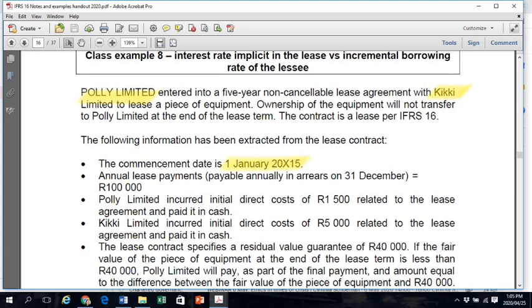We have a 1 January 2015 commencement date, annual lease payments of R100,000. The lessee incurred initial direct cost of R1,500. The lessor incurred initial direct cost of R5,000. And we have a residual value guarantee of R40,000. If the fair value of the piece of equipment at the end of the lease term is less than this R40,000, Poly will pay as part of a final payment an amount equal to the difference between the fair value of the piece of equipment and this R40,000 residual value guarantee.